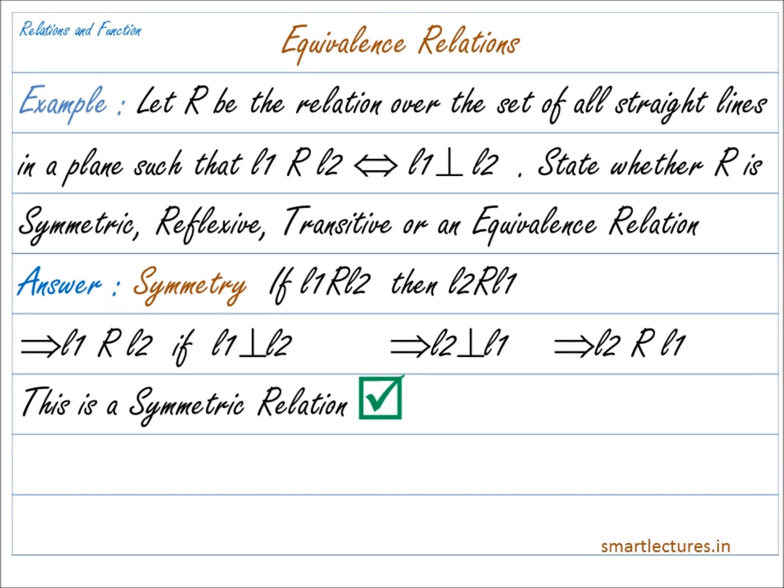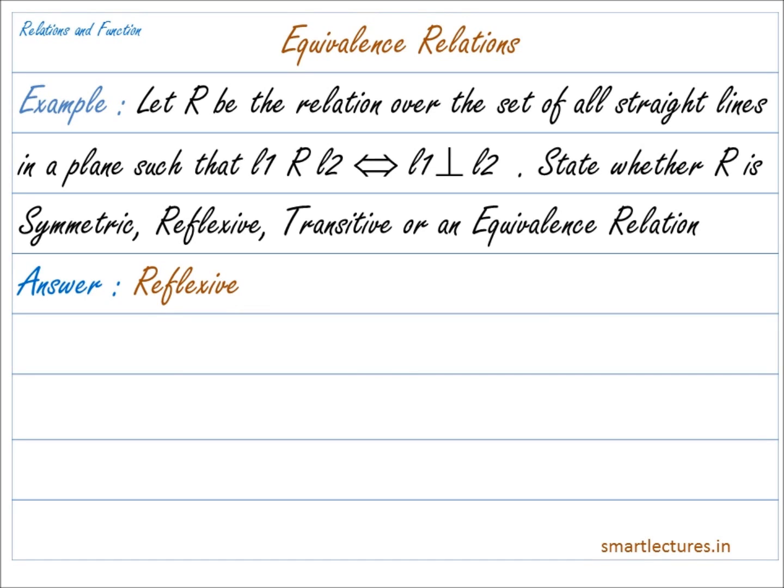Now let's check whether this is reflexive. Now this relation will be reflexive if L1 is related to L1. Now L1 is related to L1 if L1 is perpendicular to L1, or L1 is perpendicular to itself. But no straight line can be perpendicular to itself. So this is a false statement.